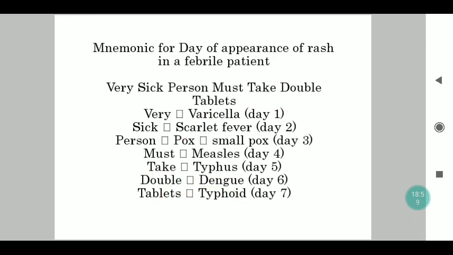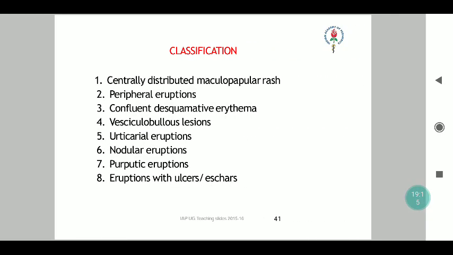So to repeat the mnemonic: very sick person must take double tablets. Varicella on day 1, scarlet fever on day 2, pox, that is smallpox, on day 3, measles on day 4, typhus on day 5, dengue on day 6, and typhoid on day 7.